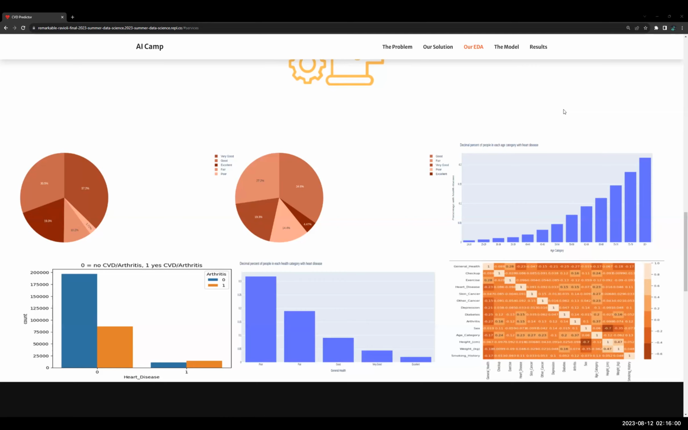So the graph on the top right shows the percentage of people in each age category with heart disease. And what's interesting is that it goes up very consistently with higher ages, which means that people with higher ages are much more likely to get heart disease. Next is Kyle with the next 3 graphs.